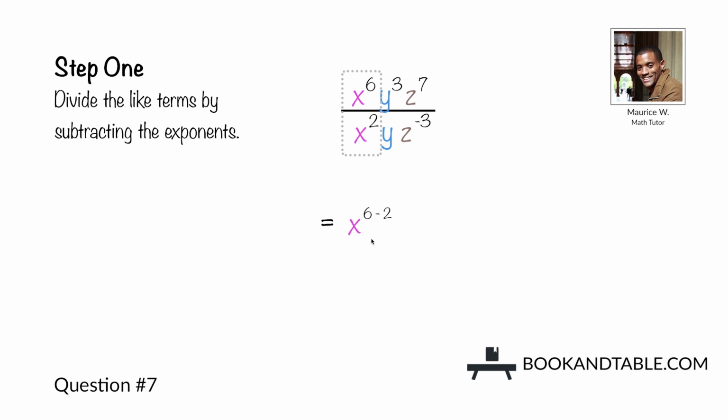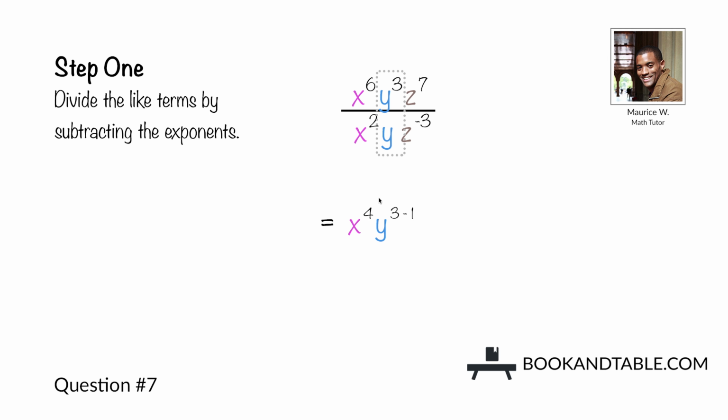Step 1, divide the like terms by subtracting the exponents. So you only divide the x by an x, the y by the y, or a z by a z. Those are like terms, the same variable. So we start with our x's. We have x to the 6th divided by x squared. Subtract the exponent in the denominator from the exponent in the numerator, and that will give you x to the 6th minus 2, which is x to the 4th.